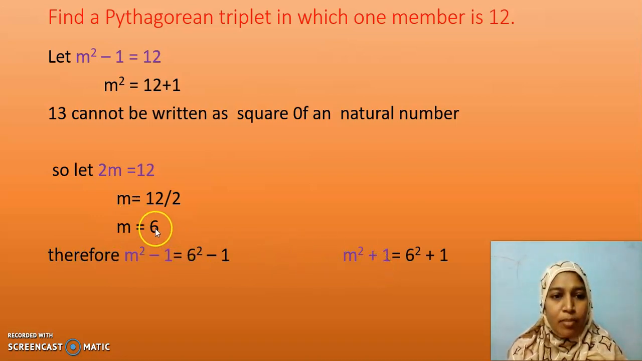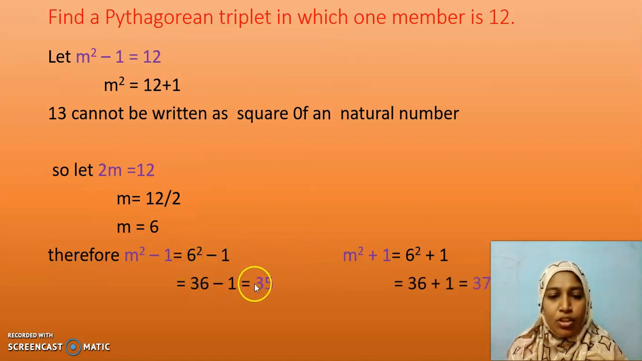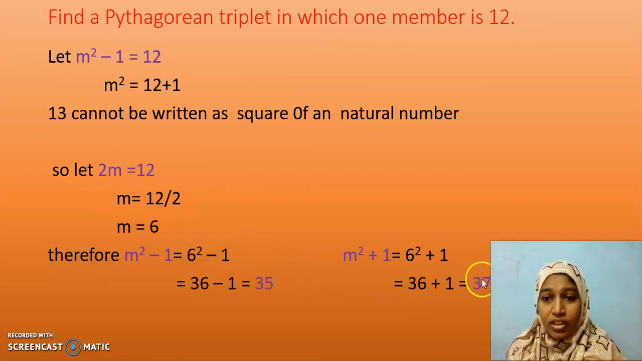Okay, m is equal to 6. 6 squared minus 1, so I get 36 minus 1, 35. Whereas here m squared plus 1, I will get addition, so I get 37. So what is the triplet? Will you say 6, 35 and 37? No, my dear children, be careful. You have to locate the 2m value. 12, 35 and 37 are the Pythagorean triplet.